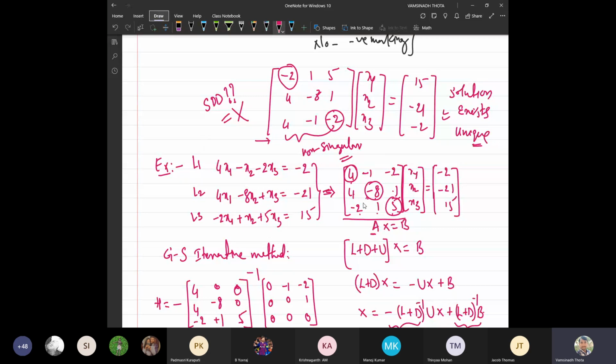Suppose in the previous system I have rearranged it as L3, L2, L1. This is what I have rearranged. If the problem is given to you with this order, then what do you need to do? You need to interchange the rows so that the coefficient matrix will become strictly diagonally dominant.